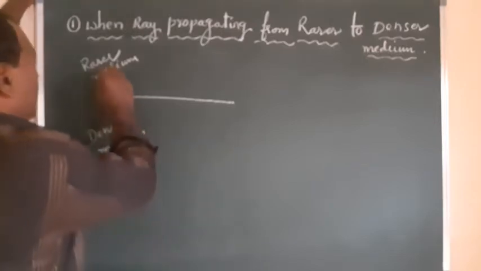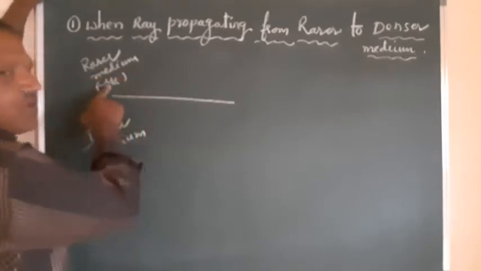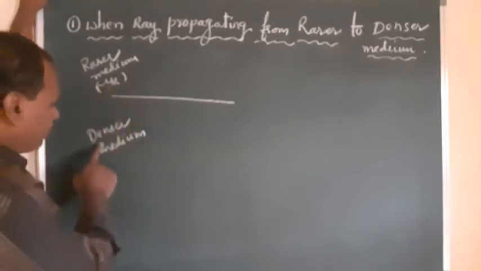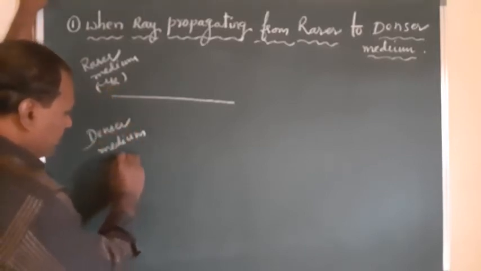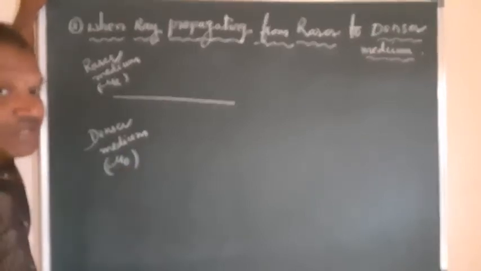So I am writing the refractive index of the rarer medium is mu r. R is here rarer, and mu is the refractive index. So the refractive index of the rarer medium is mu r. The refractive index of the denser medium is mu d. Mu is the refractive index, so d is the denser medium. Okay, so now the ray is propagating.